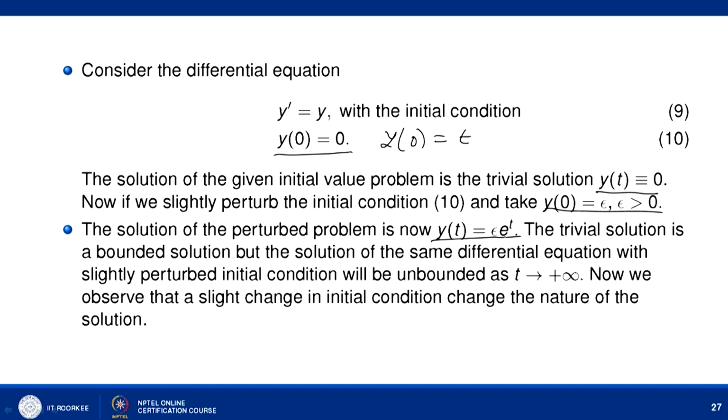If you take t tending to infinity, then this is going to be infinity as well. So in this case we have a bounded solution, but in this case we have an unbounded solution, though we have only perturbed our initial condition slightly. Epsilon is very small here. So observe that a slight change in initial condition changes the nature of the solution, maybe in a very drastic manner.